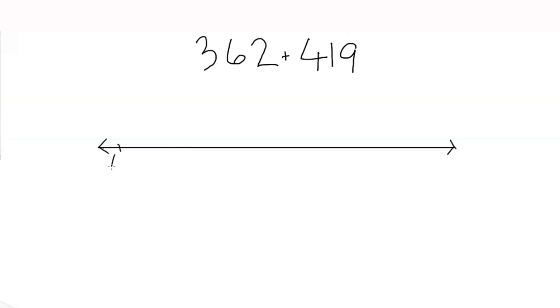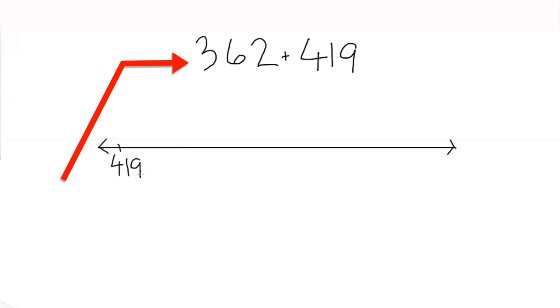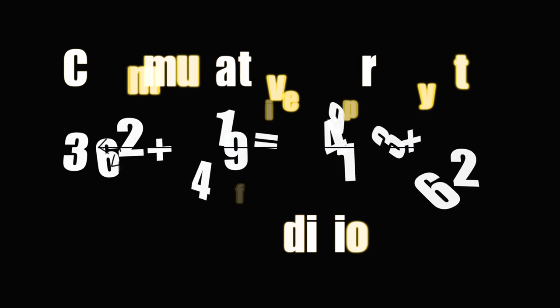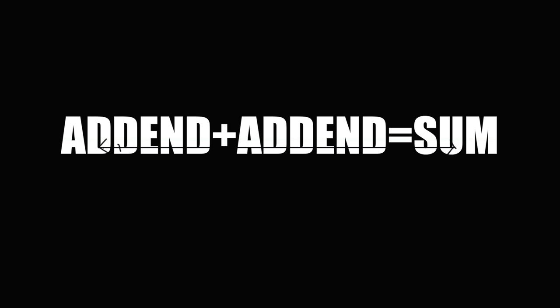We put 419 on the left side of our number line because we chose to add 362 to 419. When you read the problem from left to right, however, the first number you see is 362. Why didn't we write 362 first? Because we chose to use the commutativity property of addition, which states you can change the order of addends and not change the sum. An addend is the number you add. A sum is the answer to an addition problem.